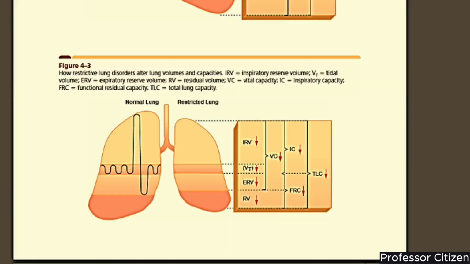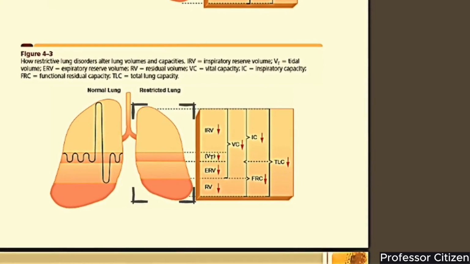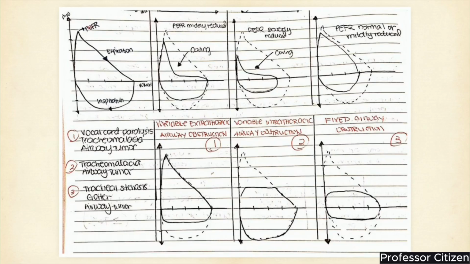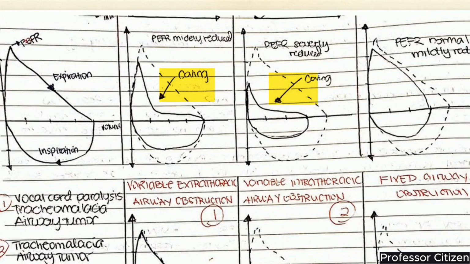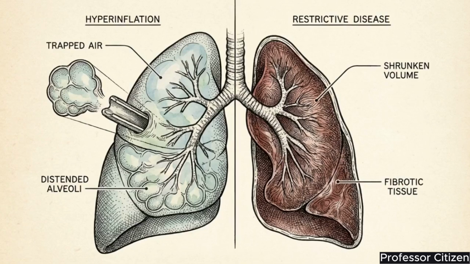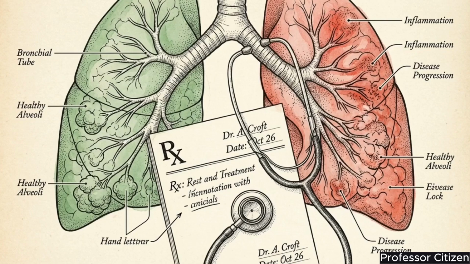This second diagram compares a normal lung to a restricted lung. A restrictive pattern indicates the lungs or chest wall have become stiff. As the downward arrows illustrate, the air simply cannot get in, severely shrinking the overall total lung capacity. These hand-drawn flow volume loops show how these disorders appear visually. The middle panels illustrate a caving, scooped-out shape on the expiratory curve, which is a classic indicator of severe airway obstruction. Determining whether a patient's lungs are actively trapping air or becoming mechanically stiff dictates the specific therapeutic interventions and medications the physician will prescribe.